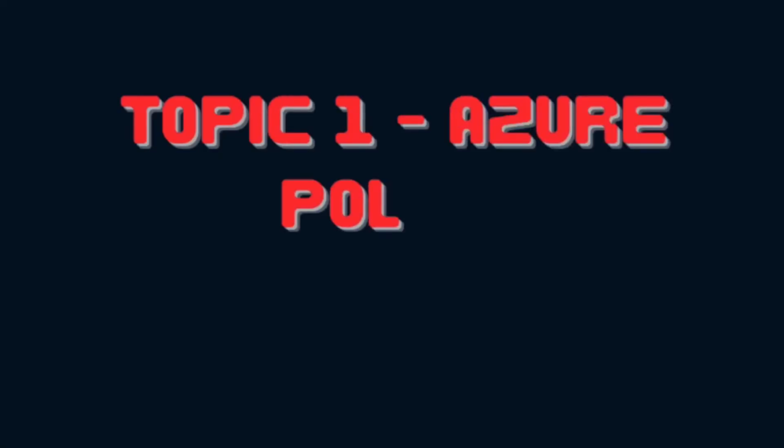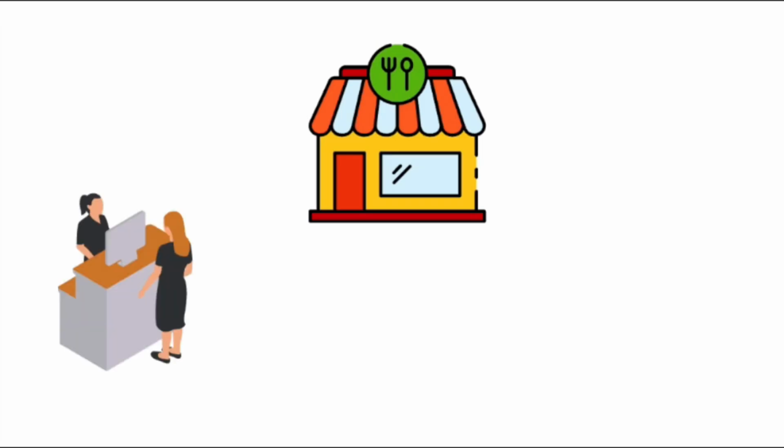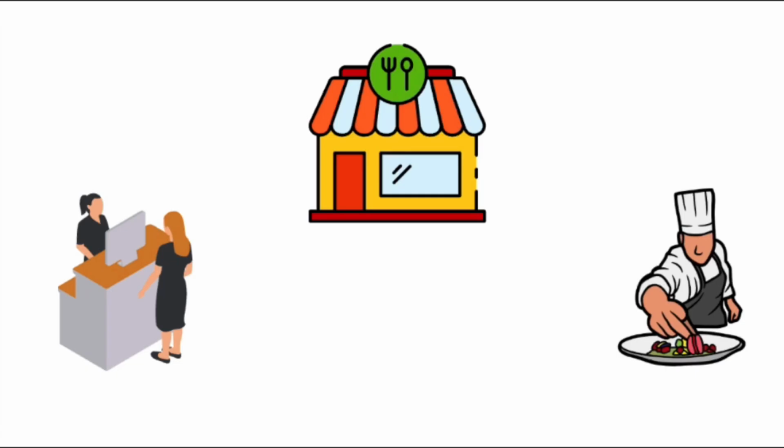Topic 1: Azure policies. Imagine you are running a restaurant. Customers order anything they want, even if it's not on the menu. Chefs use random ingredients and every meal costs a fortune. You wouldn't run a restaurant like that, right? But that's what happens in cloud without Azure Policy.